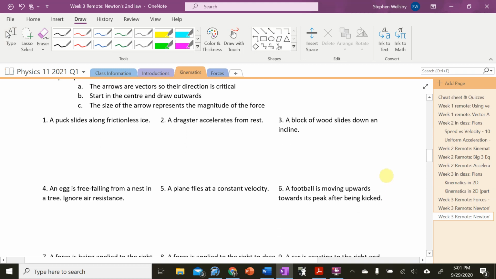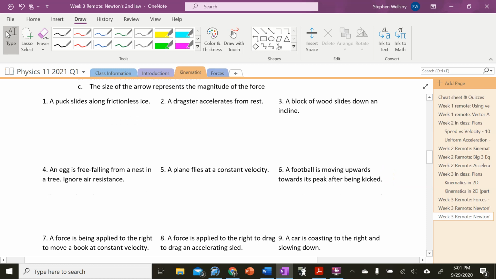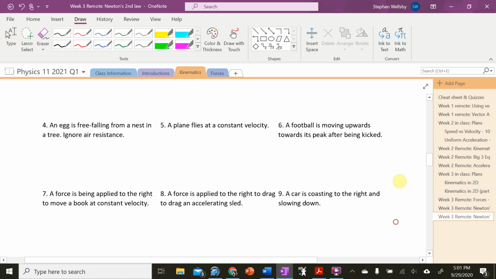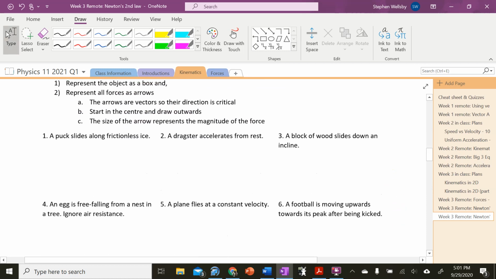So I'm going to do the first few examples, and then please pause the video and try the rest of them out for yourself. So the first example here is we've got frictionless ice. It's got an icy surface here. There's a puck that you'll see I'm drawing as just a rectangle or a box, and we're thinking about all the forces. So in this case here, you can think of the force of gravity. That's going to be one force acting on it.